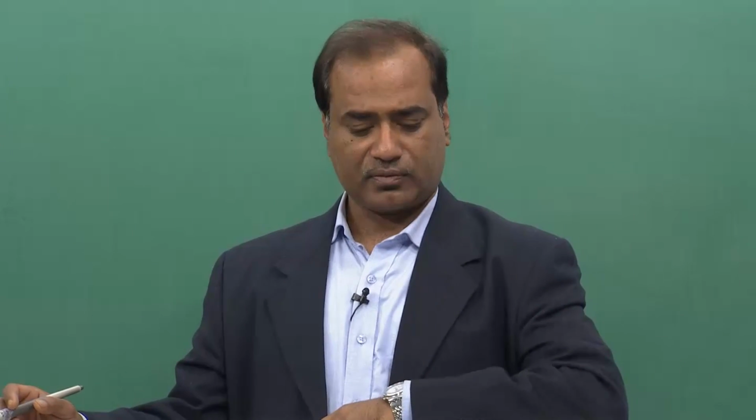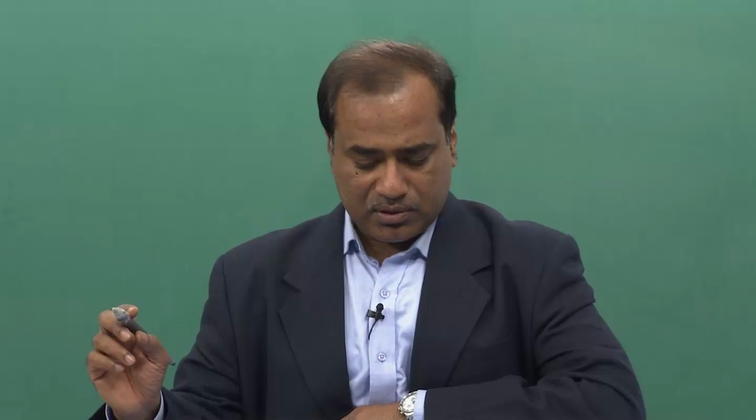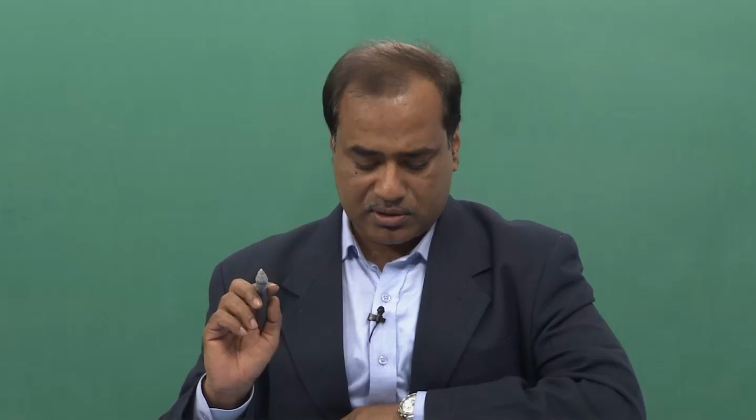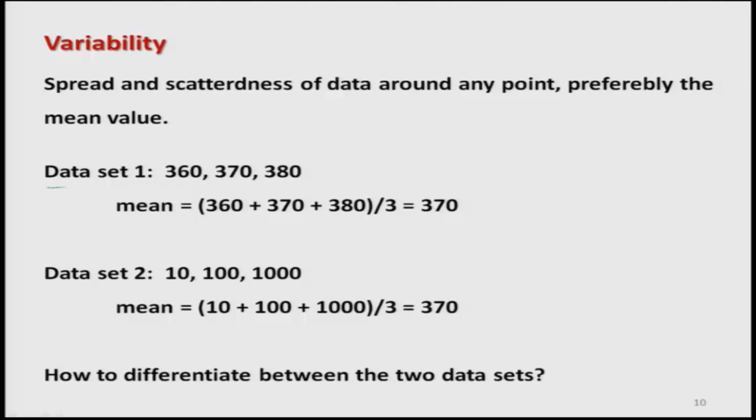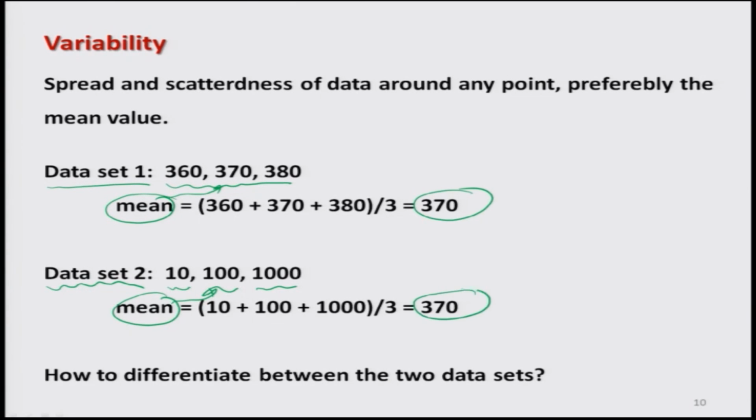So now I try to take some values in the two data sets. Suppose this is my data set 1 having 3 values 360, 370, 380, and second data set having 3 values 10, 100 and 1000. You can see here when I try to find out the mean of these 3 values and mean of these 3 values, this comes out to be the same, 370.